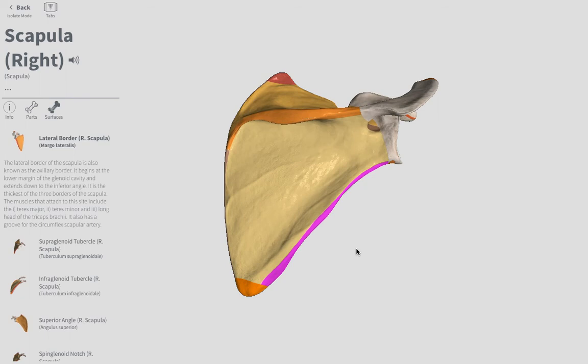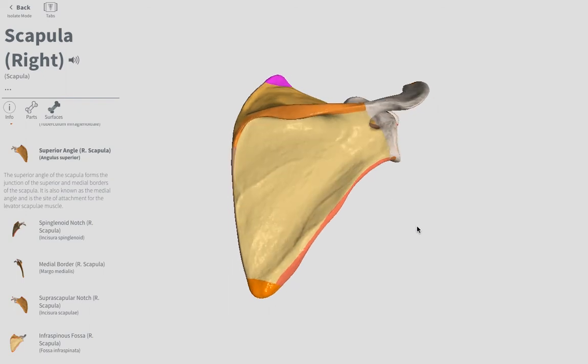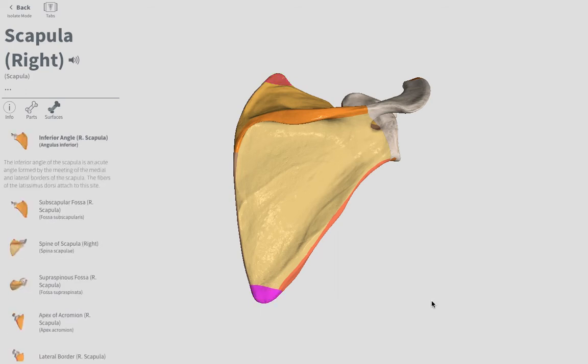Superior and inferior angle, just kind of a pointy end. Remember, you have the angle of the mandible. Well, now you have the superior, at the top, angle of the scapula. And that's how you'll want to write it down. Superior angle of the scapula. And then your inferior angle at the bottom. Once you get used to the terms, you realize that a lot of these terms are simply just describing what the surface or what the part is.